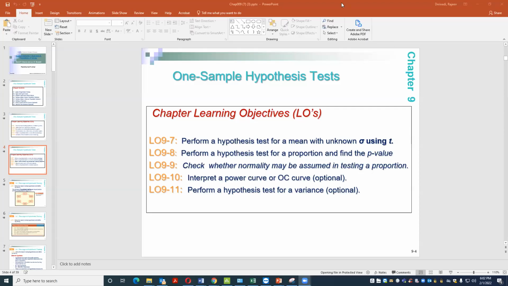Record on this. It's whiteboard. I hope now you can see my whiteboard.